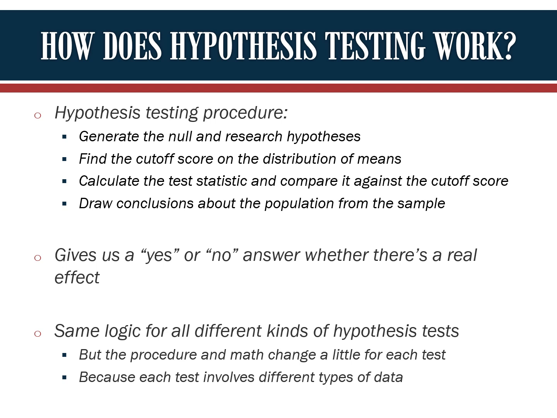We talked about this on the first day of hypothesis testing, right? This procedure follows these 4 broad steps, ultimately gives us a yes or no answer, whether there's a real effect. And we talked about how it's the same logic for all different kinds of hypothesis tests. The procedure and the math change a little bit for each test. That's because each different test, like a t-test or an ANOVA or a correlation, involves different types of data. But the logic of hypothesis testing is the exact same for everything.